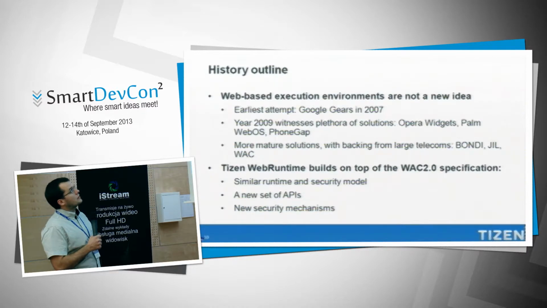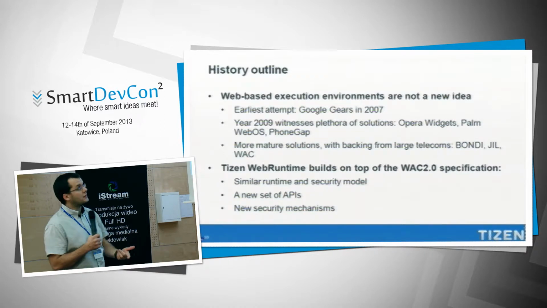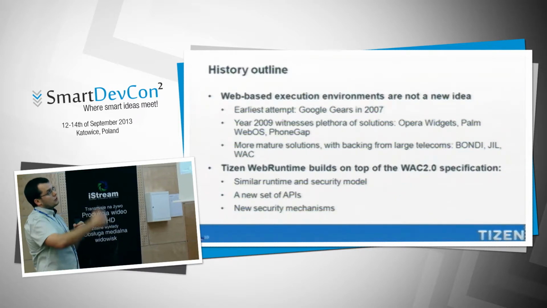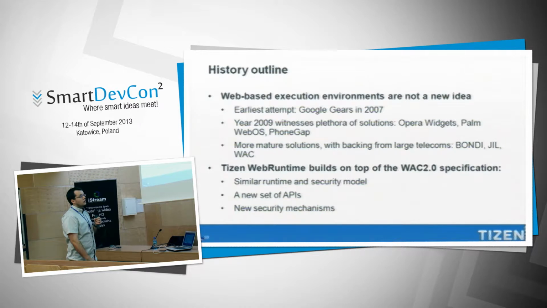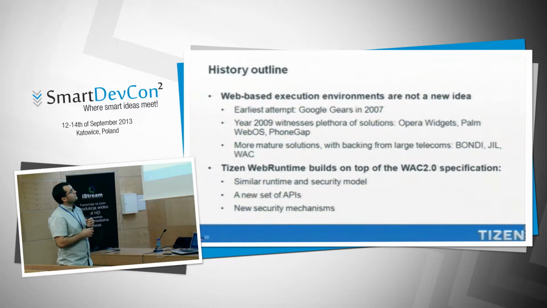Then in the year 2009, we saw many Web Runtime solutions delivered by Opera widgets, Palm WebOS, which was later HP WebOS, which is now LG WebOS, PhoneGap, which was like an SDK for writing iOS applications. You could write them in HTML and then convert them in some way into an iPhone application. And there were some more mature solutions with backing from telecom companies and large electronics companies like Samsung. These were Bondi, Jil, and WAC.